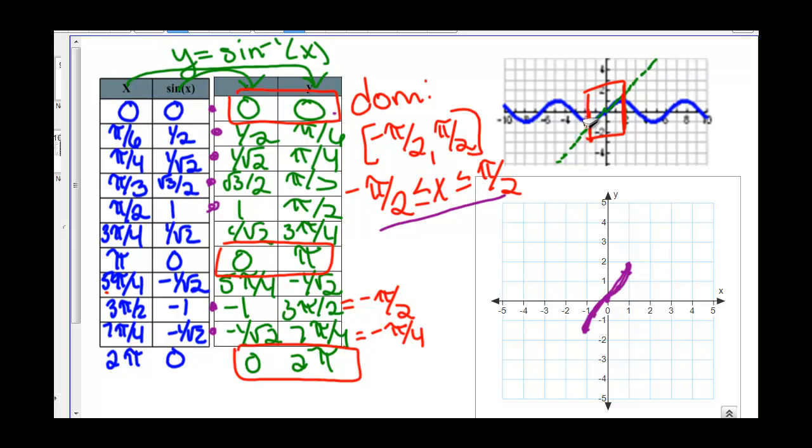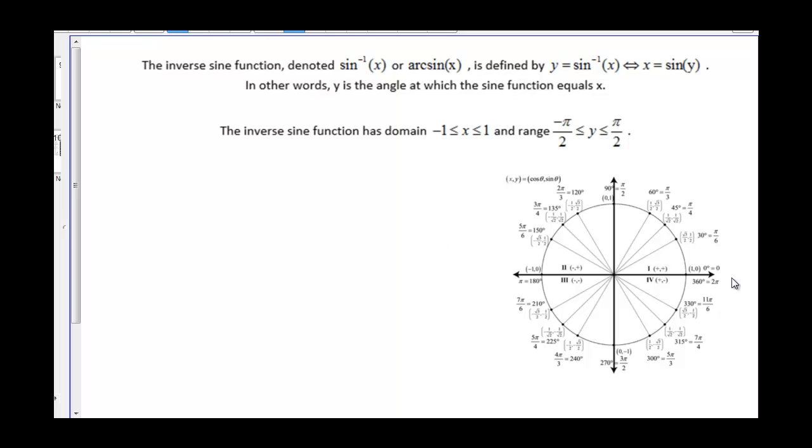which should look like what happens when we take this part of our function and flip it over the line y equals x. So we've said that the inverse function, denoted as sine to the negative 1 of x, or arc sine of x, is defined by y equals inverse sine of x when x equals sine of y. In other words, this y is the angle at which the sine function equals x.